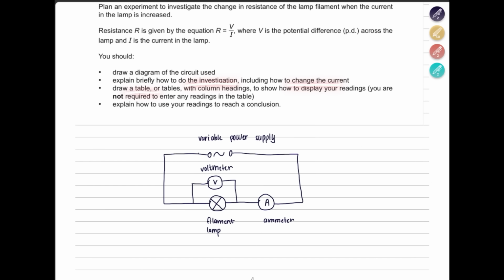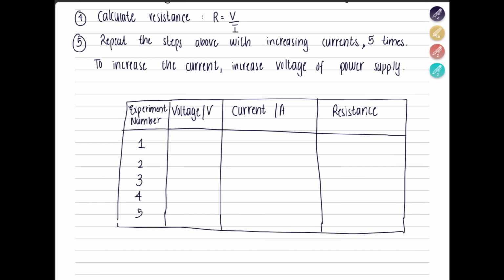Now draw a table or tables with column headings. No need to enter any readings in the table. Make sure when you are doing it, use a ruler to draw it properly. And then don't forget your units here. This is going to be resistance in ohms.